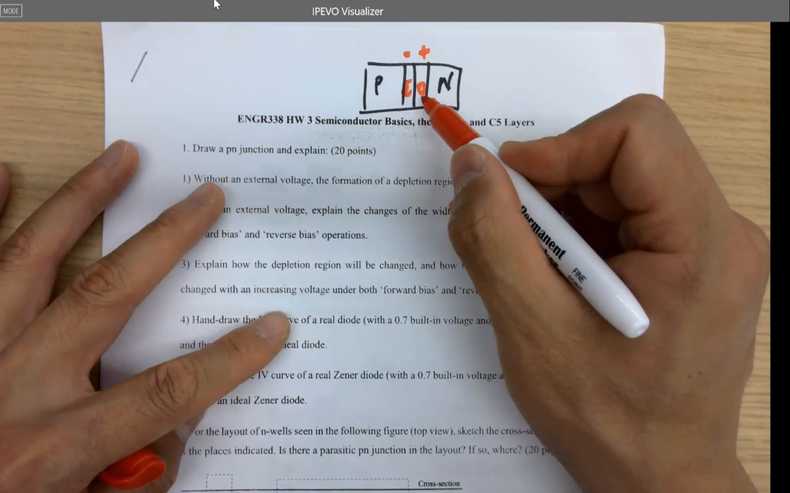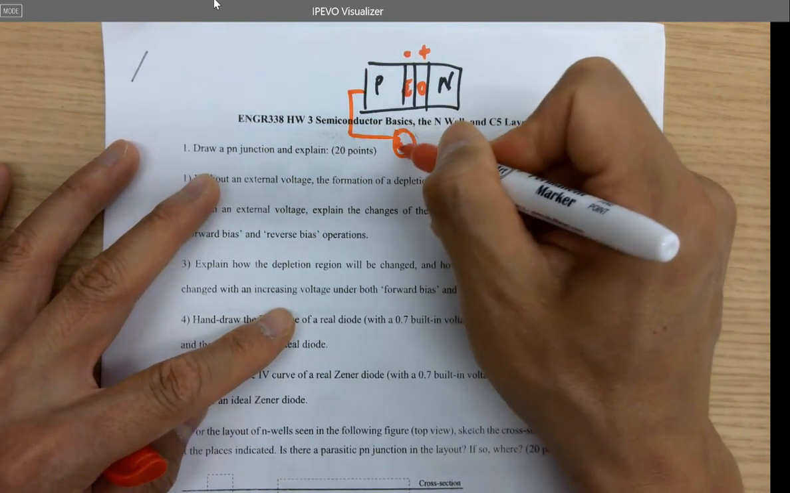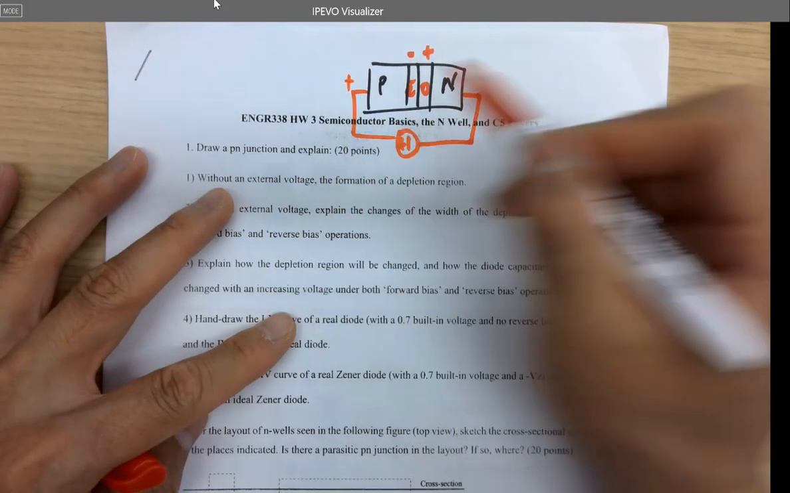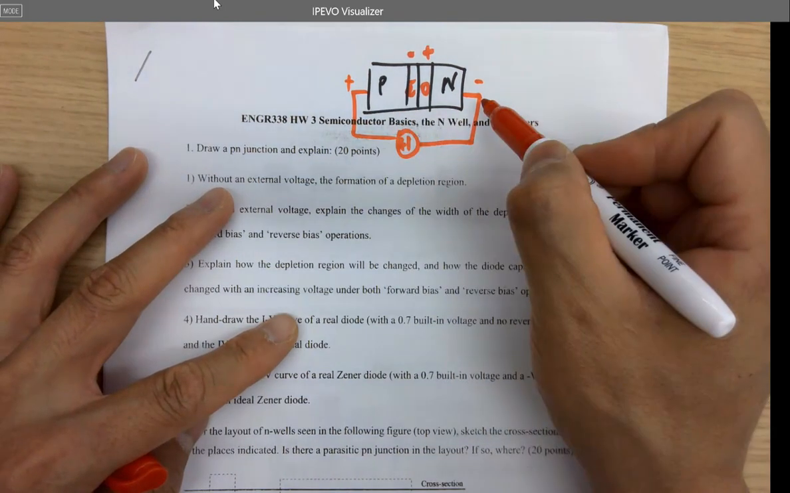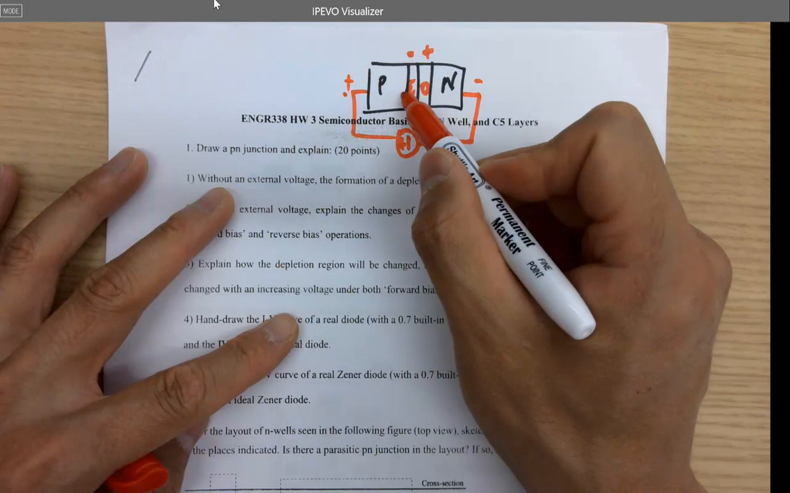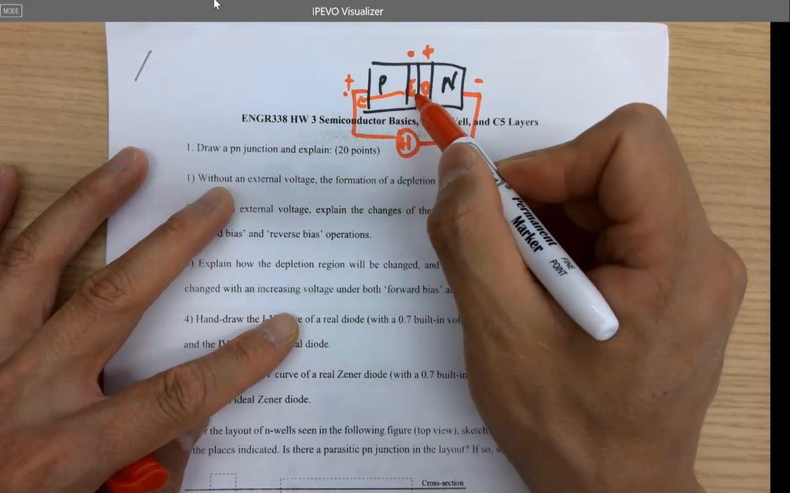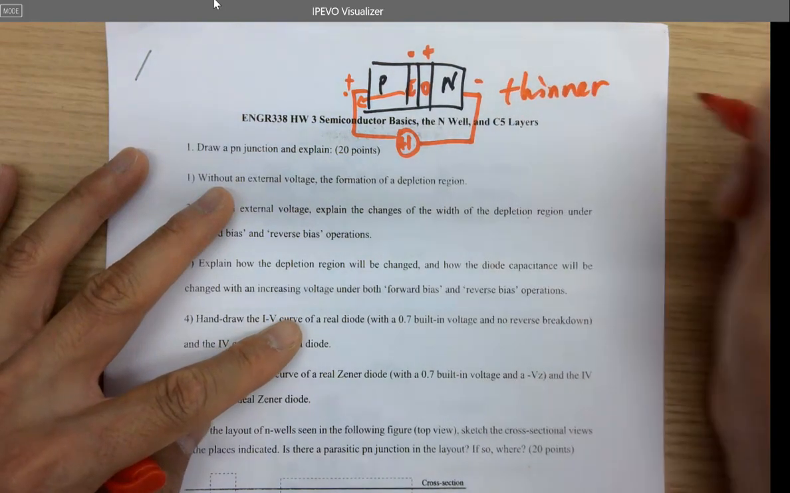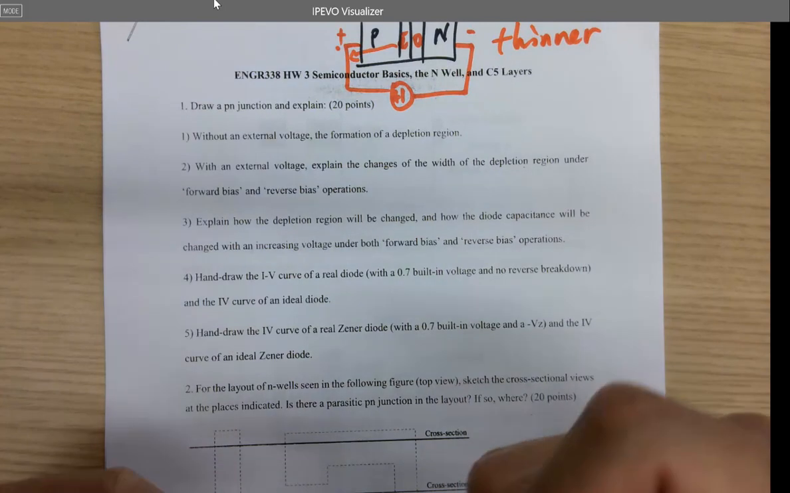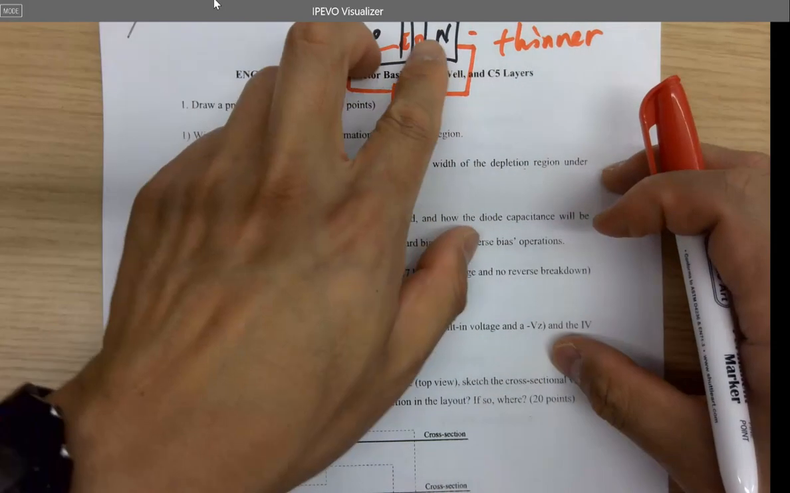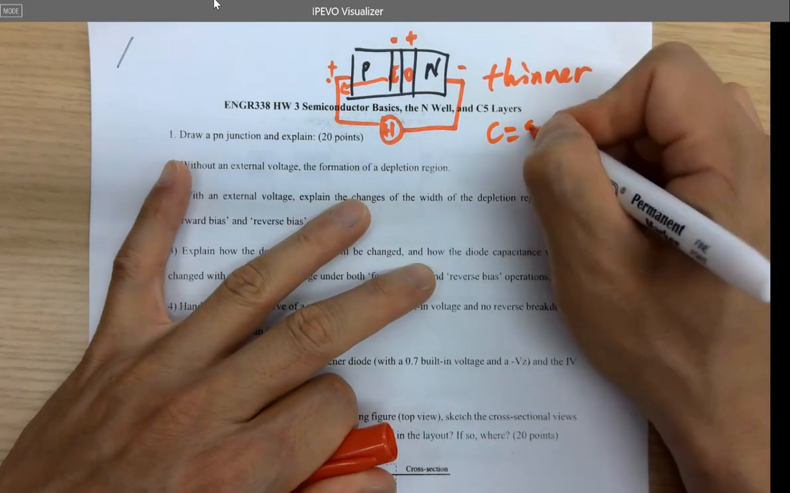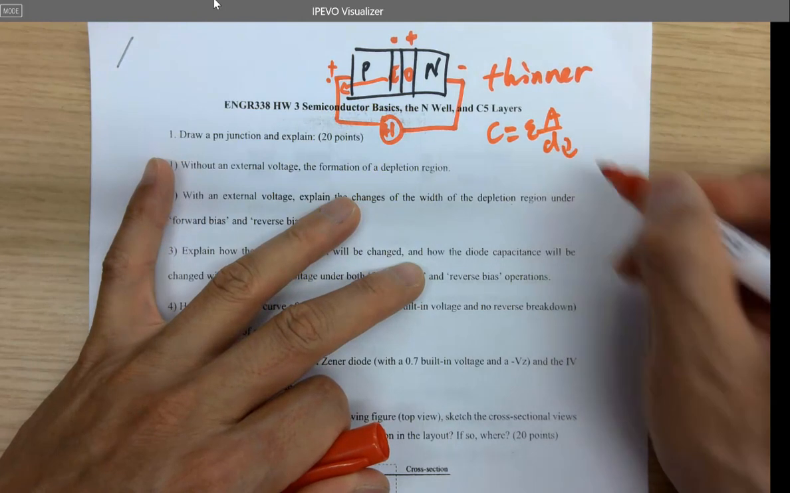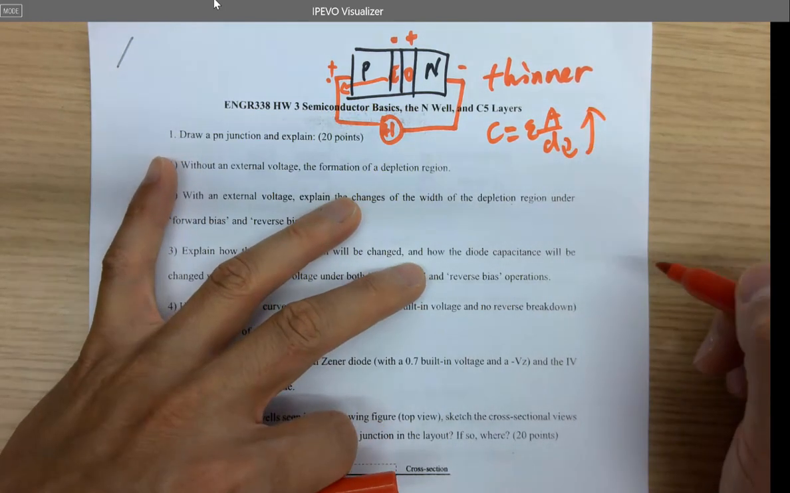Don't get confused. And if you forward bias it, because you have plus and minus potentials on each side, the anode is going to attract electrons. So the depletion region here is losing electrons, so it becomes thinner. And when it becomes thinner, since C equals epsilon A over D, D drops, so the capacitance will increase.